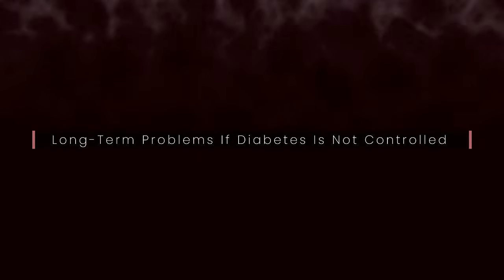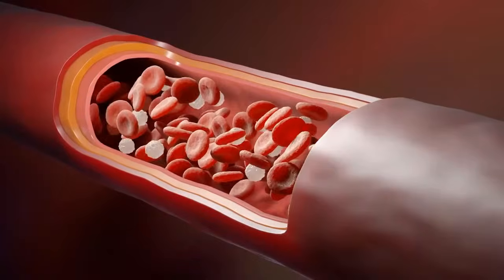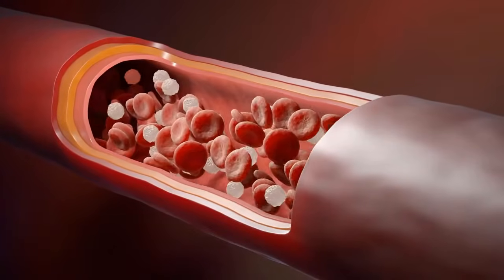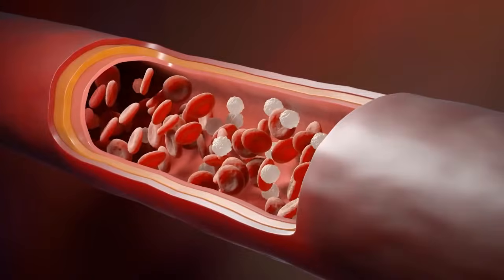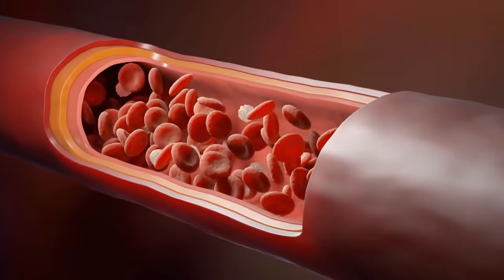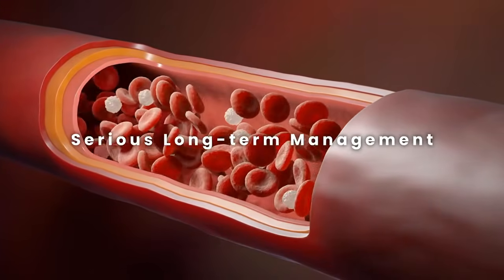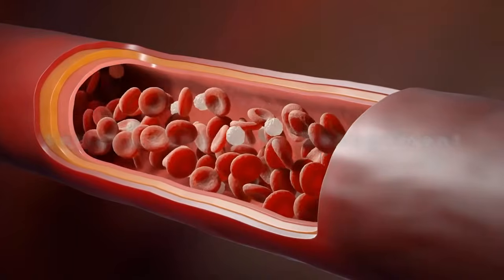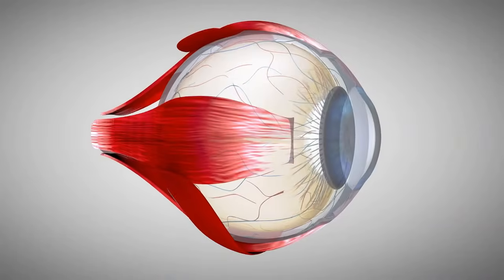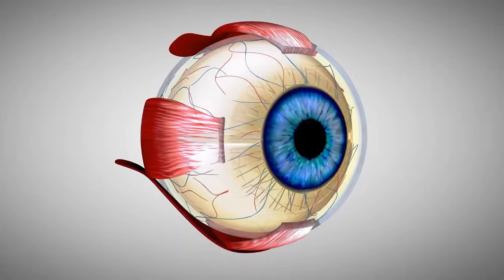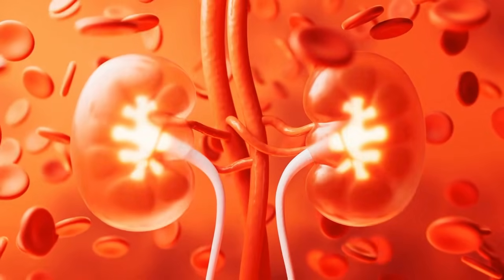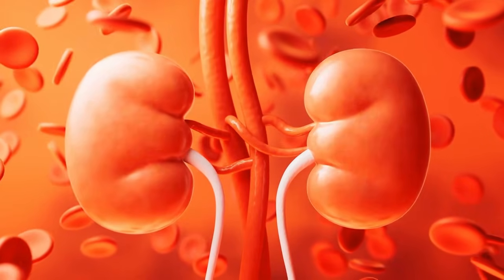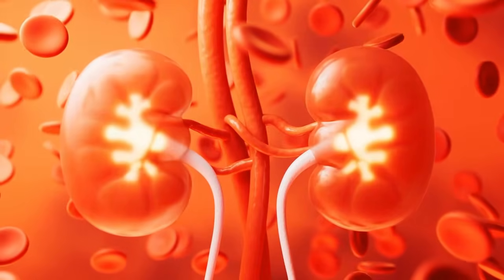Long-term problems if diabetes is not controlled. If high blood sugar continues for months or years, it can slowly damage many parts of the body. That's why doctors say diabetes needs serious long-term management. High sugar can damage the tiny blood vessels in the eyes, leading to vision problems and even blindness. It can harm the kidneys, which filter waste from the blood. Over time, the kidneys can fail if diabetes is not controlled.